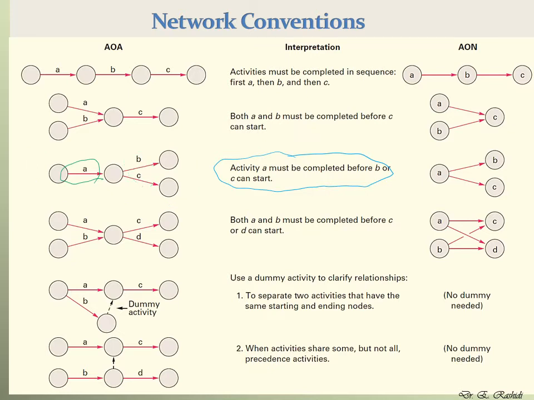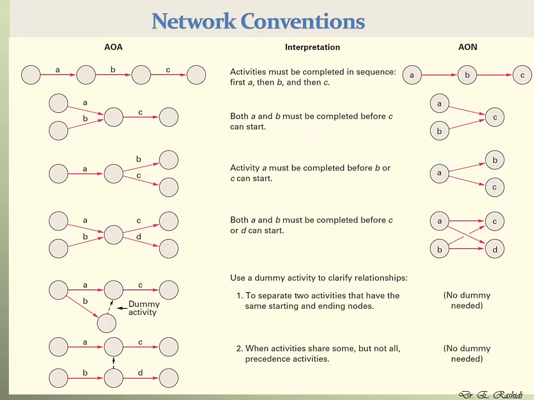Now let's see how we can do this on an AON network. Activity A is shown on this node, and activity B and C cannot start until A is completed. That's why the arrows that go to B and C come out of A. That means that A must be completed before B and C.